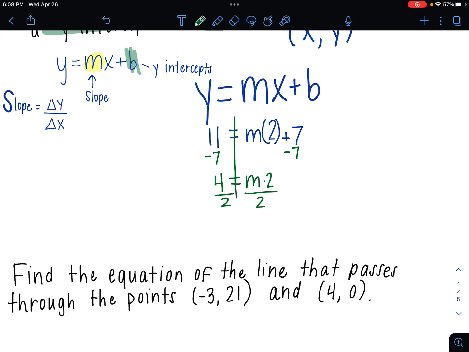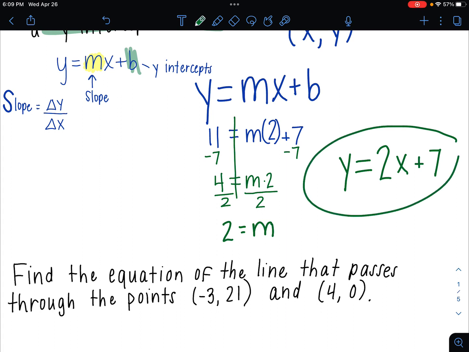And 4 divided by 2 is 2, and m times 2 divided by 2 is m. So m has to equal 2, which means our slope is 2. So the equation of this line is y equals our slope of 2 times x plus 7. We were given the y-intercept and we had to use that point to solve for the slope.